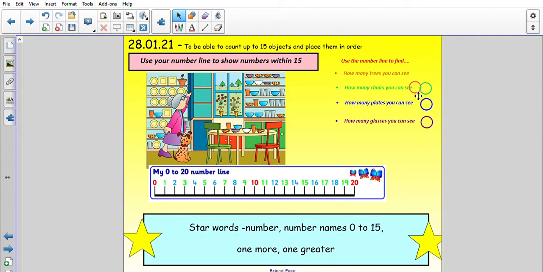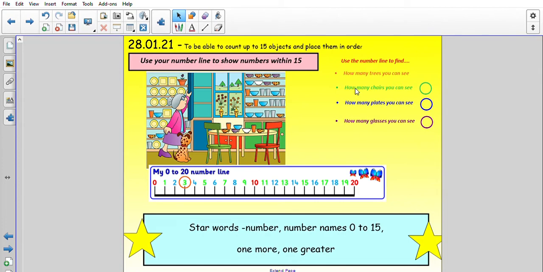Now, can you see number 3 on our number line? Oh, I think I can see it. I'm going to take my orange from my orange question and put it on number 3 in my number line. So I found number 3. Good job.